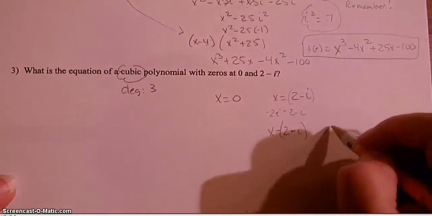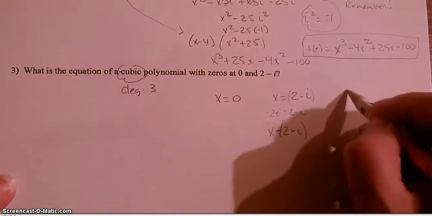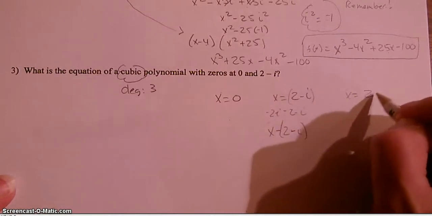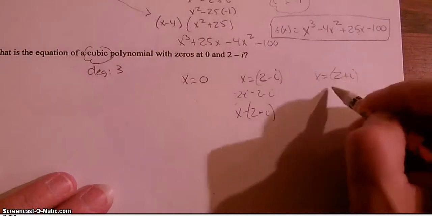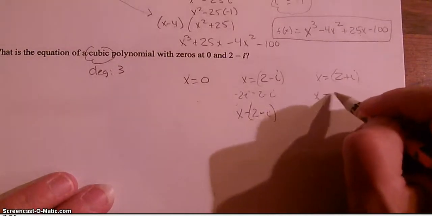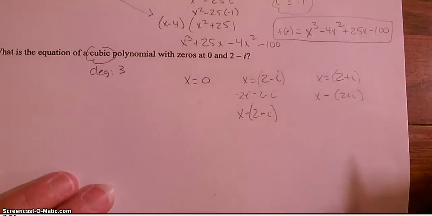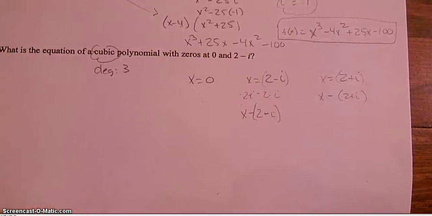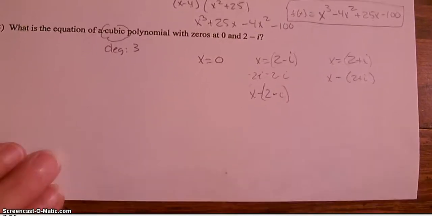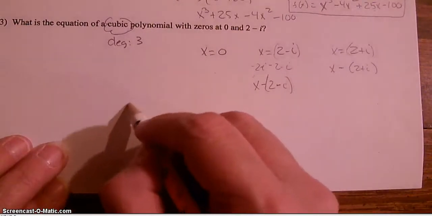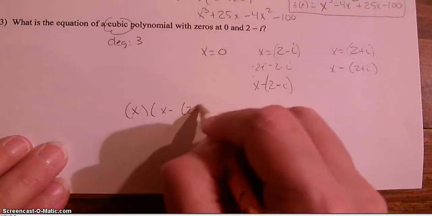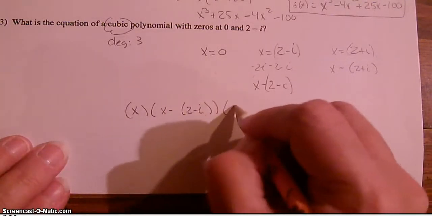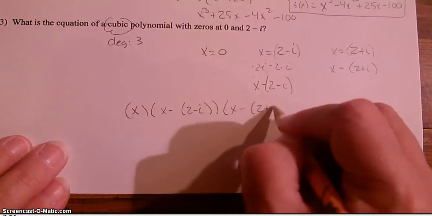Okay, and then I'm going to have the other conjugate, I'm going to have x equals 2 plus i. So it has to have its conjugate, so this would be x minus 2 plus i here. Okay, so now we're going to write our factors as x times x minus 2 minus i, and then x minus 2 plus i.